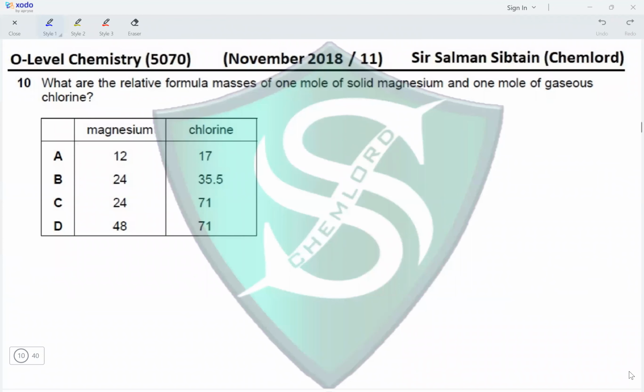Question 10. What are the relative formula masses of 1 mole of solid magnesium and 1 mole of gaseous chlorine? Magnesium is represented by Mg and has a mass of 24, eliminating options A and D. And chlorine gas is Cl2. The Ar of chlorine is 35.5, so 35.5 times 2 gives us 71. This eliminates option B because it says 35.5 and option C says 71, making option C the correct option for this question.